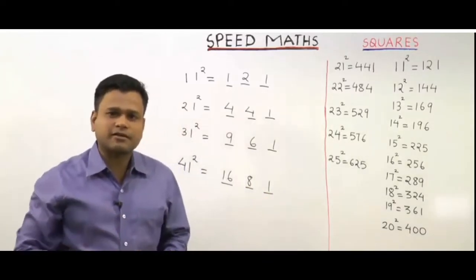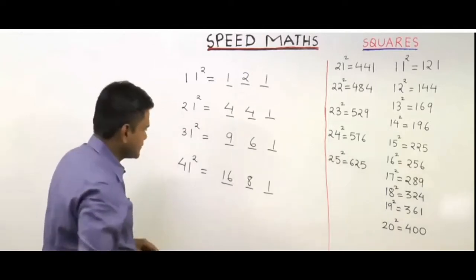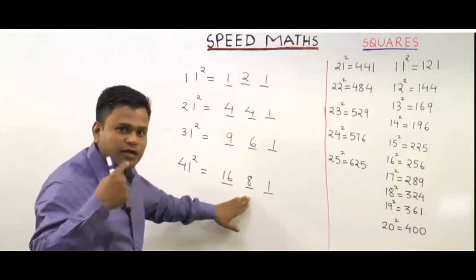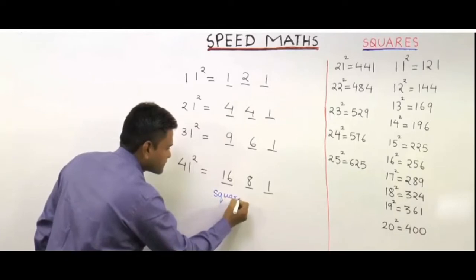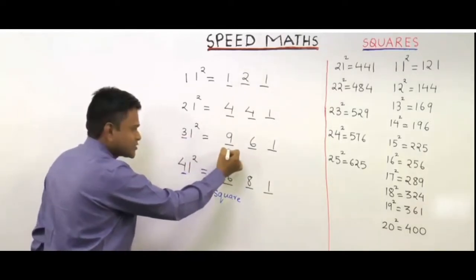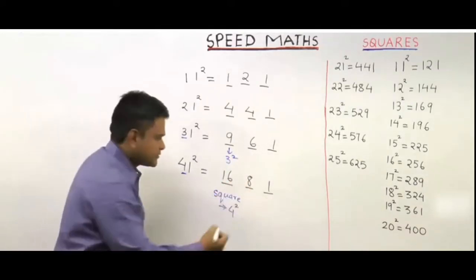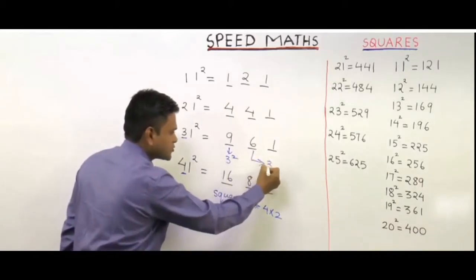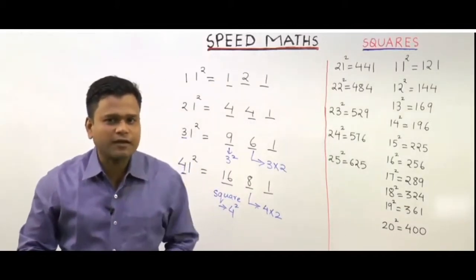What is that trick? What is that method by which we can get the answer for any number square ending with 1? Observe carefully. What is this number? 16. That is nothing but 4 square. This number is 8, 4 twos are double. So the first part is nothing but the square of what number? 4. For 31 square, this one is 3 square, and this one is 4 square for 41. But what is this 8? This is double of the number, 4 into 2. For 31, this is 3 into 2. That's the method. That is how we can get the answer for squares of any number ending with 1.